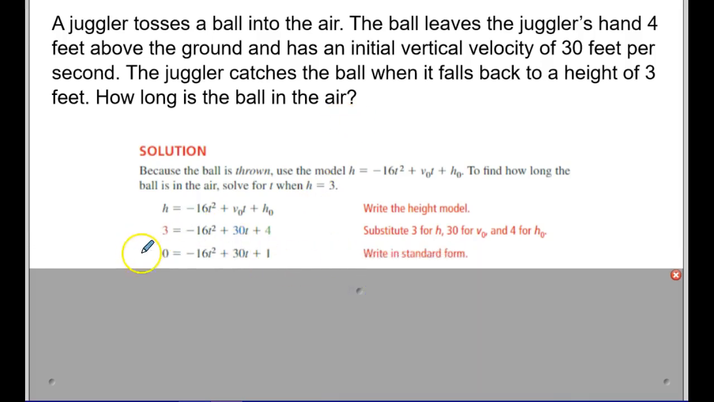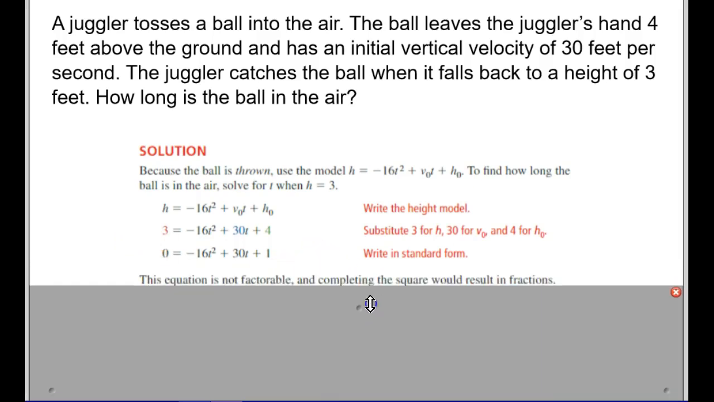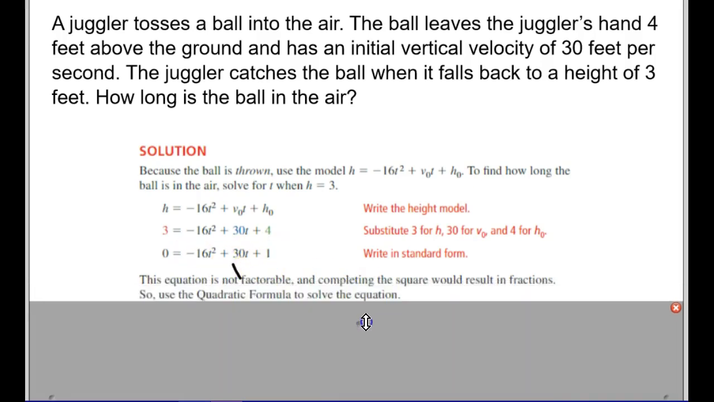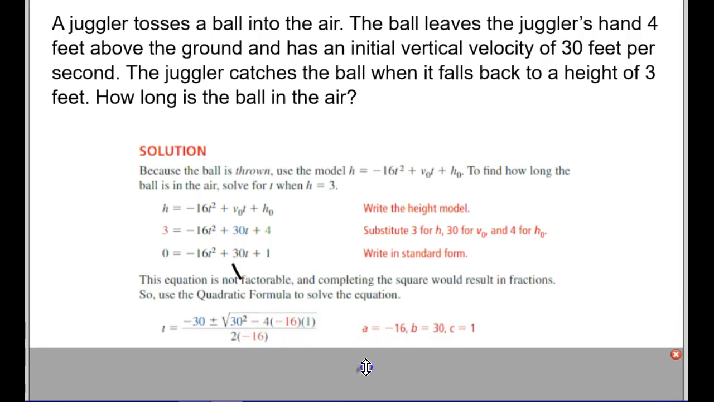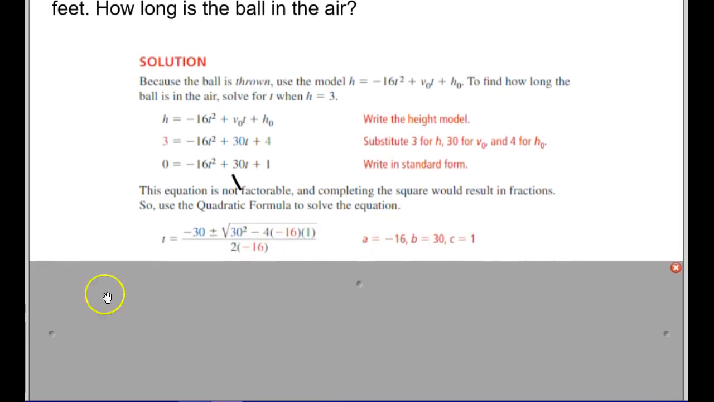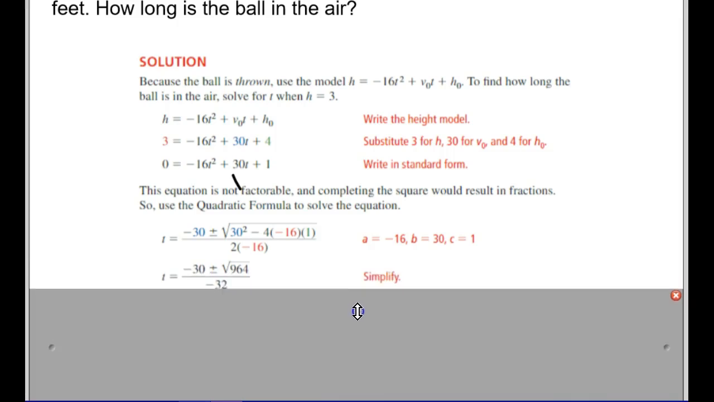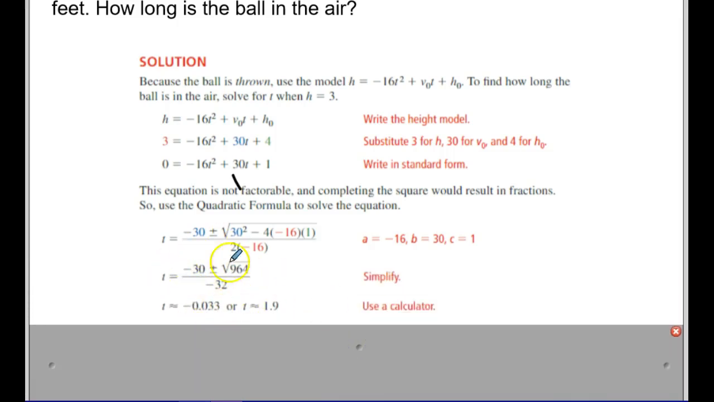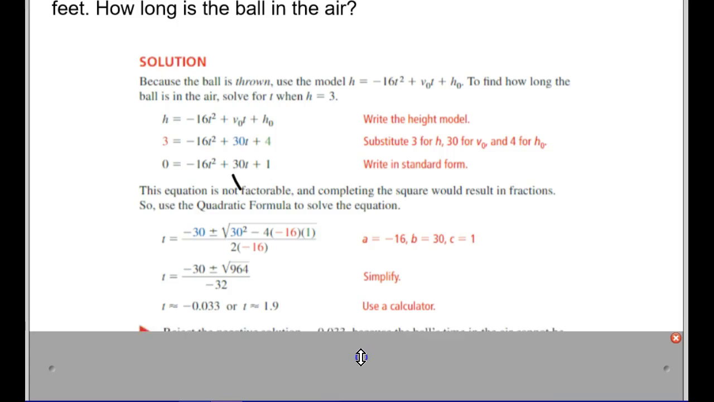Now I'm going to write this in standard form, get everything over to one side of the equation. This to me is not an easily factorable one. This also would not be easy to complete the square, so I would use the quadratic formula. So I plug in all of my values, my a, b, and c, and then I just continue to simplify. Once I get here, since we're looking at time in an actual real world problem, I go ahead and use my calculator and I look at my two results.